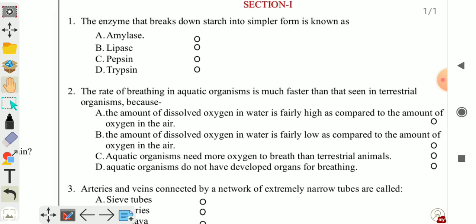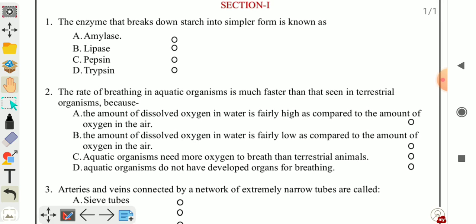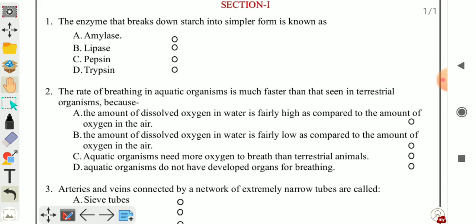Now the next question. The enzyme that breaks down starch into a simpler form is known as? So which enzyme is this? A. amylase, B. lipase, C. pepsin, D. trypsin. So the correct answer will be A, amylase. Salivary amylase converts or breaks down the starch into simpler substances or sugar.